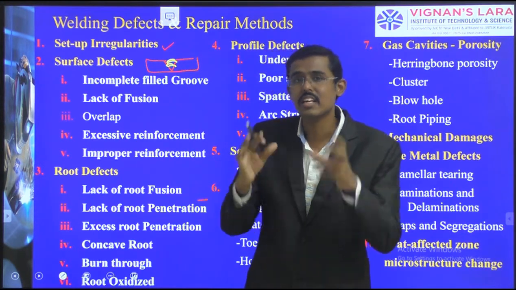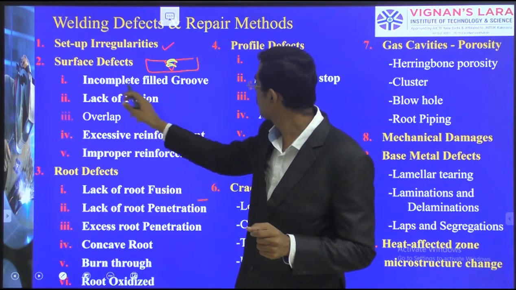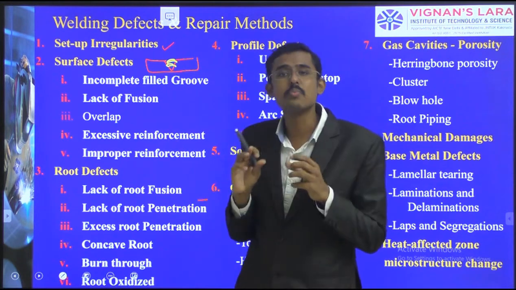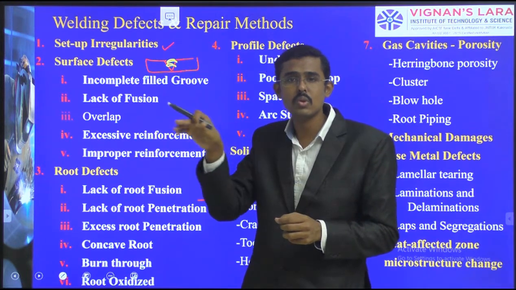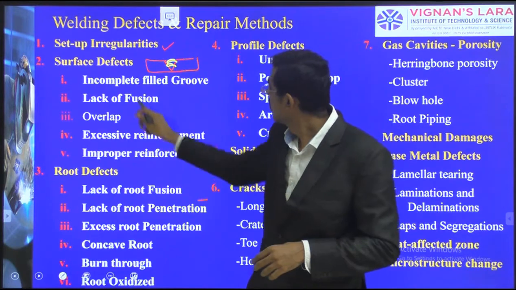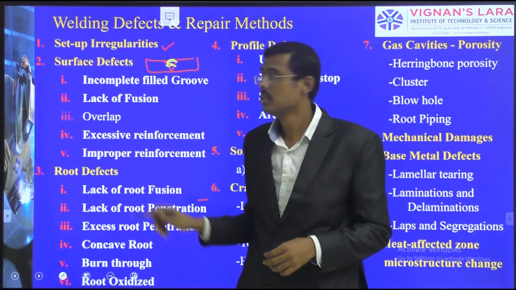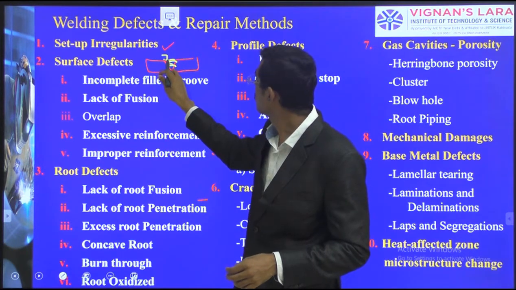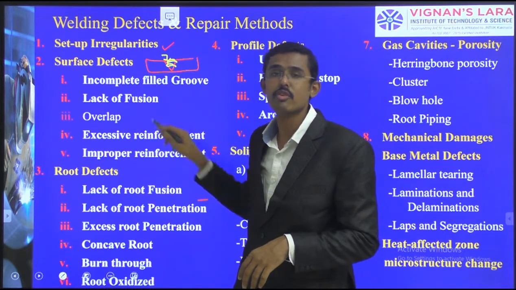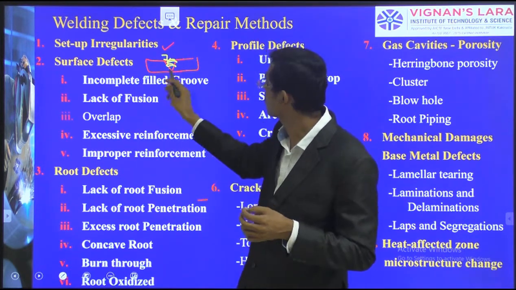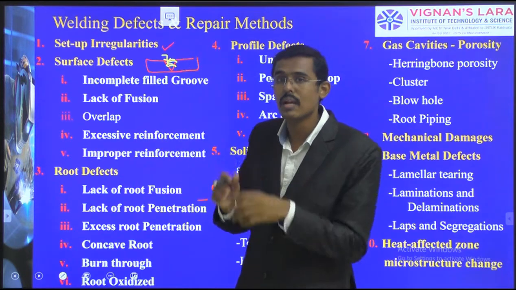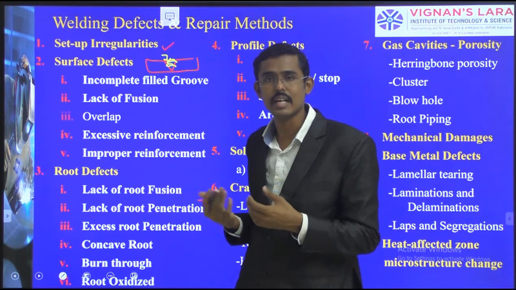The name says everything: incomplete filled groove. We know about groove edge preparations, V groove, U groove, J groove, single groove, and double V grooves. But with incomplete filled groove, the groove is not filled by the filler material. Then incomplete fusion: the surfaces are melted, but not fused into a weld. That is another defect.